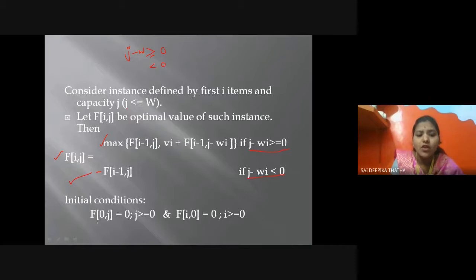I have told already the initial conditions are f of 0 comma j equal to 0. That's why we are filling the first row and first column with 0. This is f of i comma 0, which is nothing but 0. Strictly i greater than or equal to 0, here strictly j greater than or equal to 0. These are the initial conditions used to solve the problem. These are the two formulas based on the condition: if j minus wi is greater than or equal to 0, we need to use this formula. If it is less than 0, we need to use this formula.